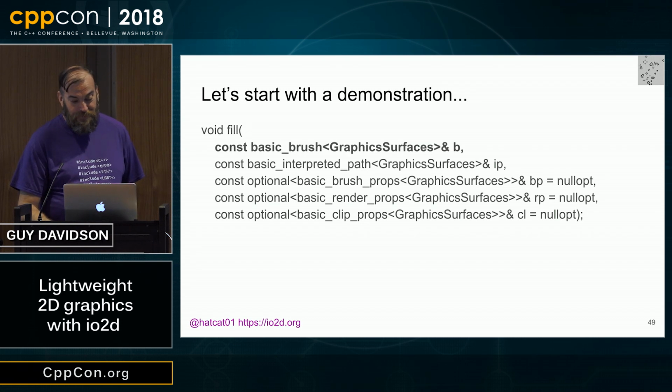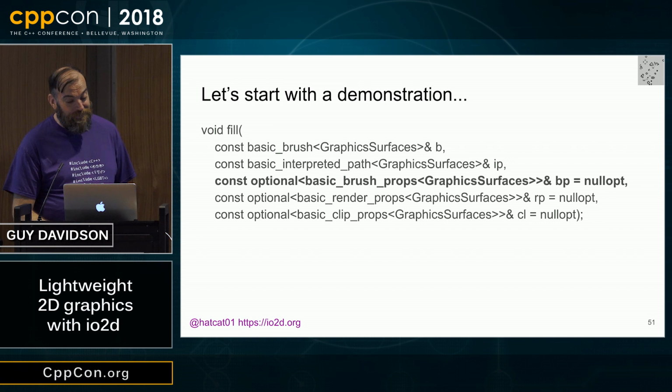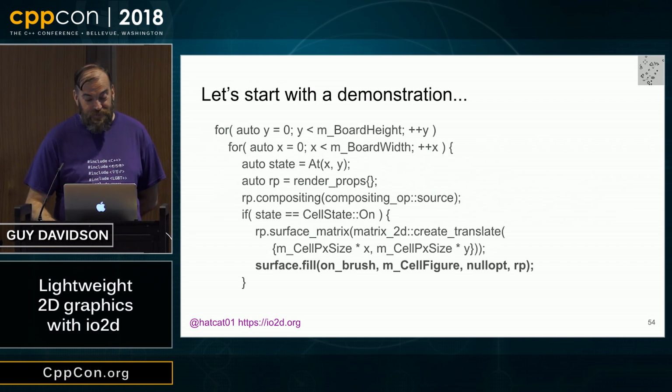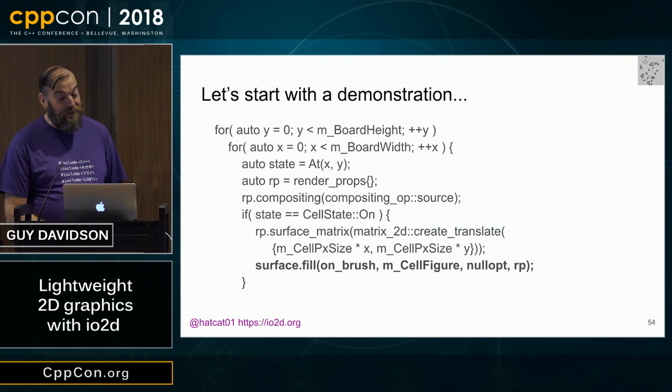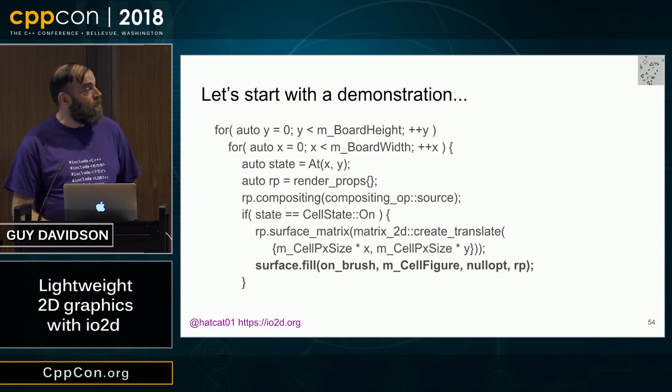So let's look at the fill parameters. The first parameter is a brush. Then we have an interpreted path, brush properties, render properties, and clip properties. So we have a brush, an interpreted path, no brush properties, and the render properties. The interpreted path is a piece of member data. So let's take a look at the constructor.